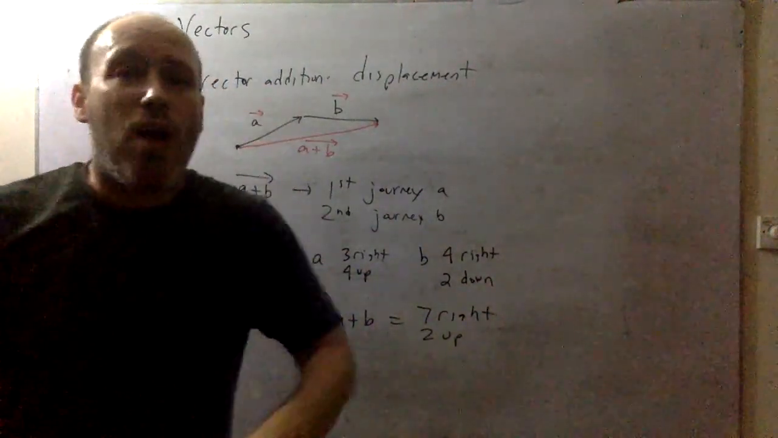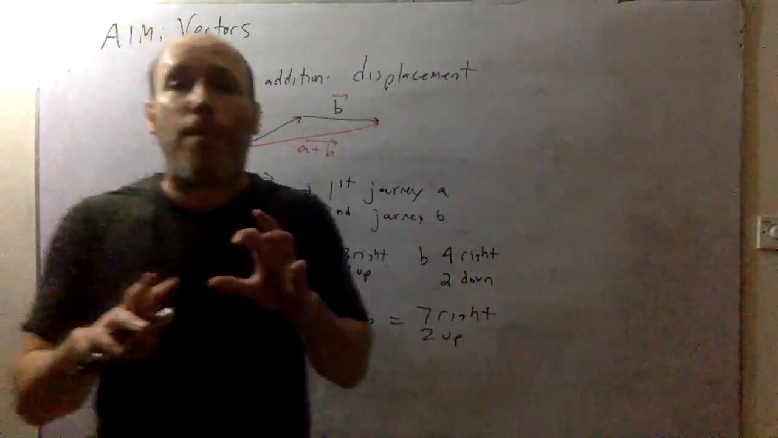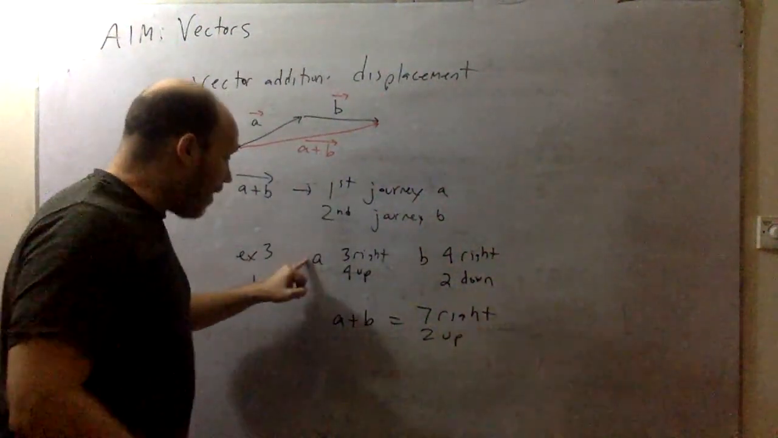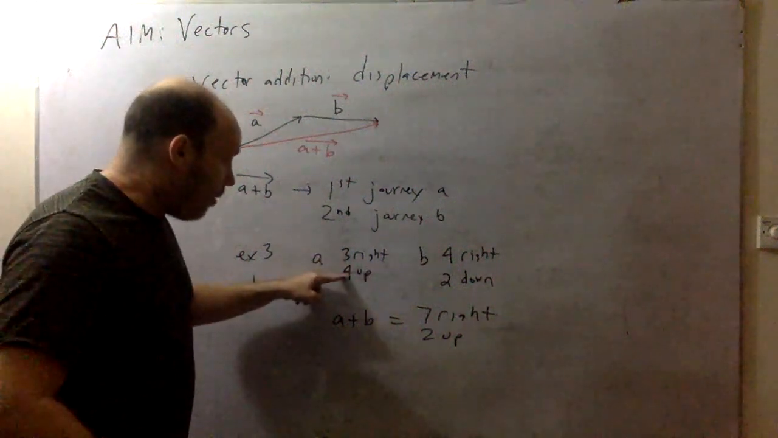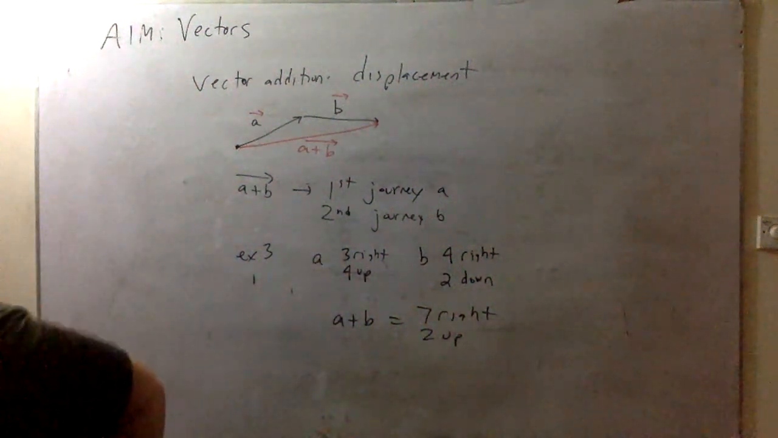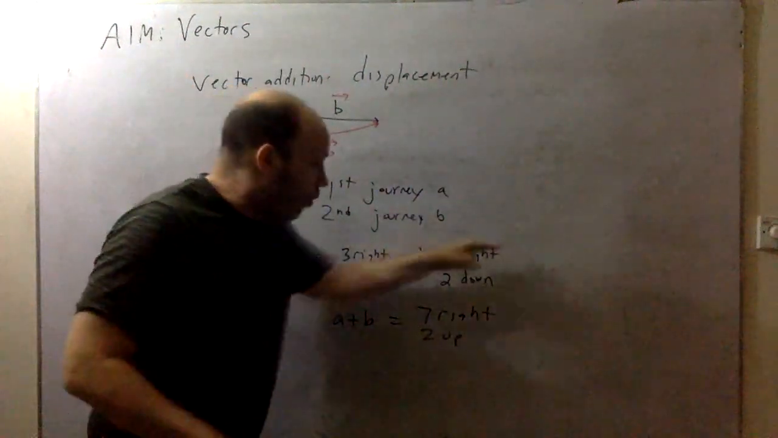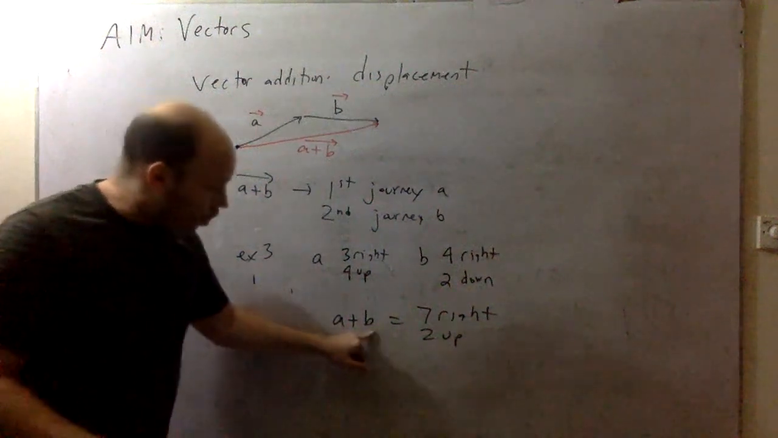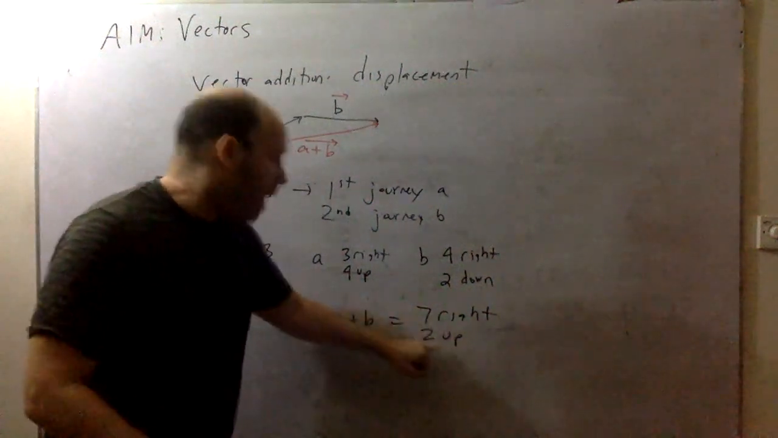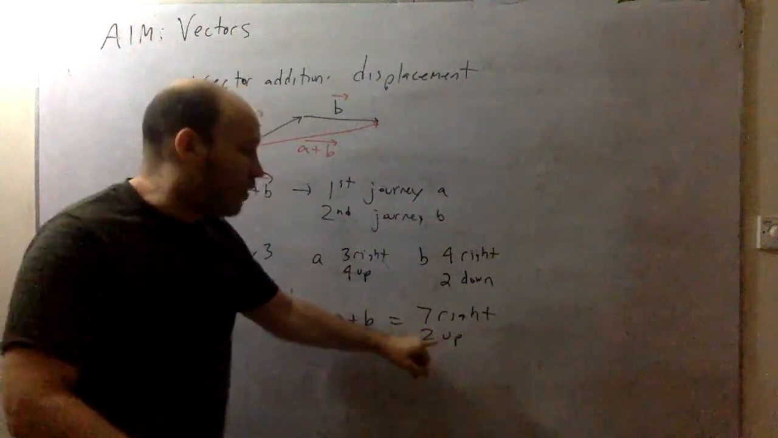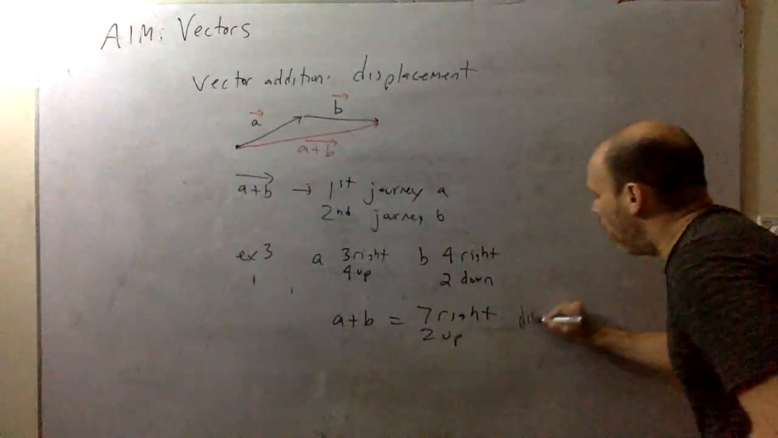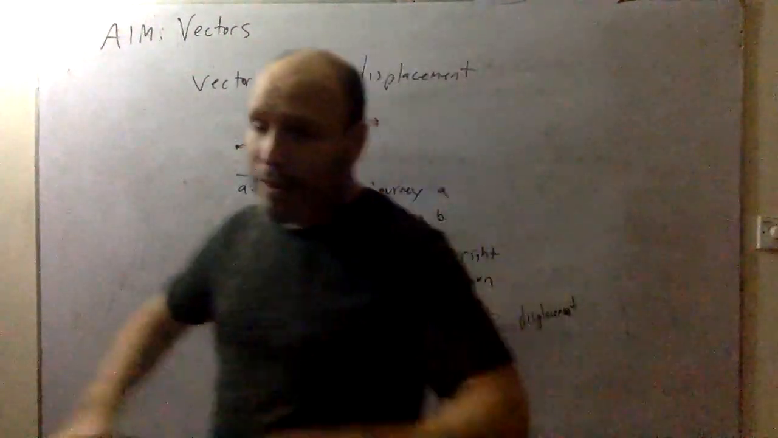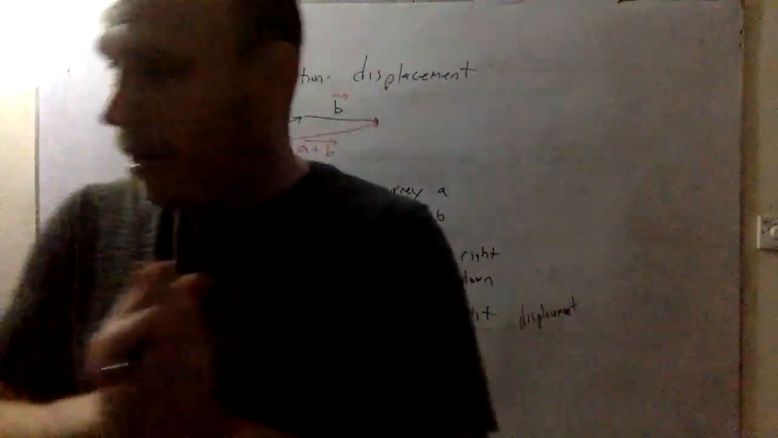That's the idea. These vectors just tell us about the journeys. Vector A says you're going to go 3 to the right and 4 up. Then journey B says go 4 to the right and 2 down. Therefore the total journey, the first journey plus the second journey, is 7 to the right and 2 up. That's the displacement. Once again, it's all about the journeys.